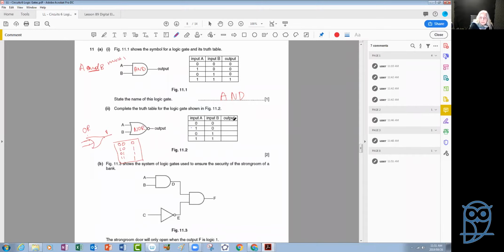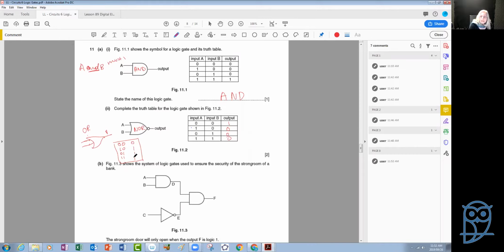Then for the NOR gate, the output will be all opposites. So the top will be 1, and the others will be all zeros. So here we have our answer for the truth table of the NOR gate. Yeah, correct. I see your answer.